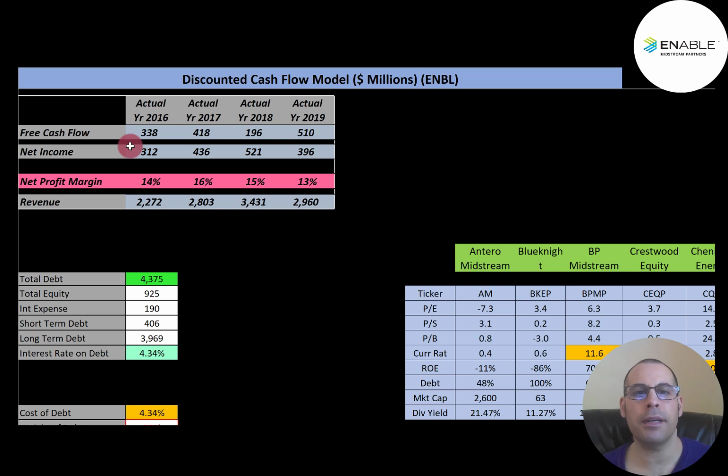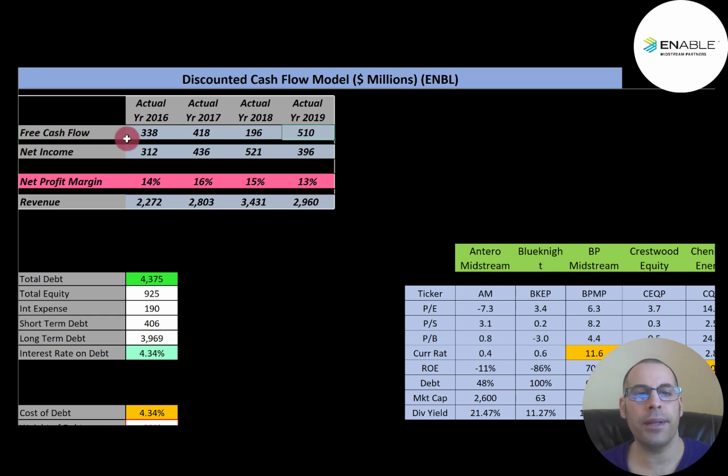And if a company has positive free cash flow, it has the ability to pay down debt, pay dividends, acquire other businesses, or invest back into their business to grow it. If a company has negative free cash flow, it might not be able to do any of those things. This company has positive and pretty healthy free cash flow each year. It does take a dip in 2018, but it's pretty high in the other years.